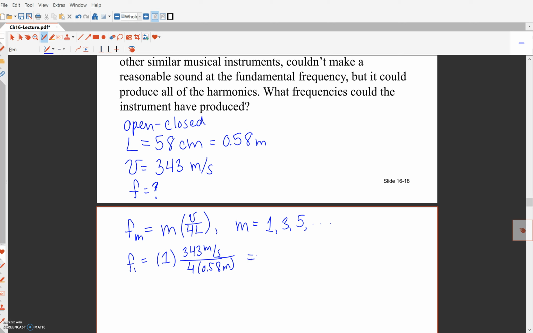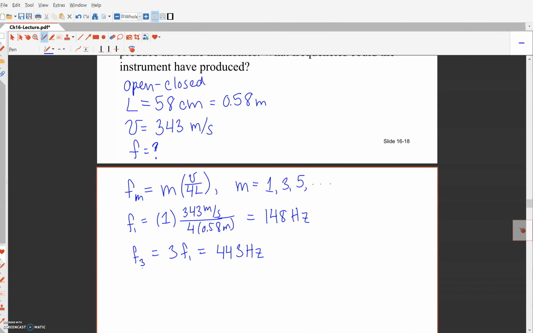Now, I wish you guys were here to check my math, but I got 148 hertz for this problem. That's the fundamental frequency. We have many higher frequencies that we can produce. f3 is 3 times the fundamental, or 3 times v over 4L, so that's 3 times f1. Well, that's about 450, and if you put it in your calculator, you should get 443 hertz, roughly, rounding up.